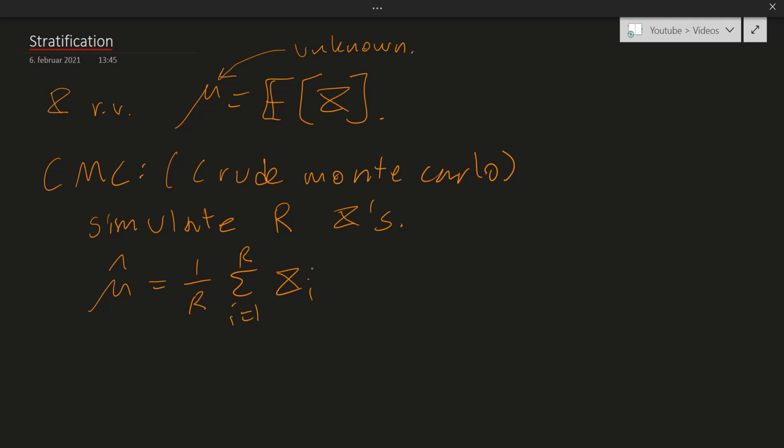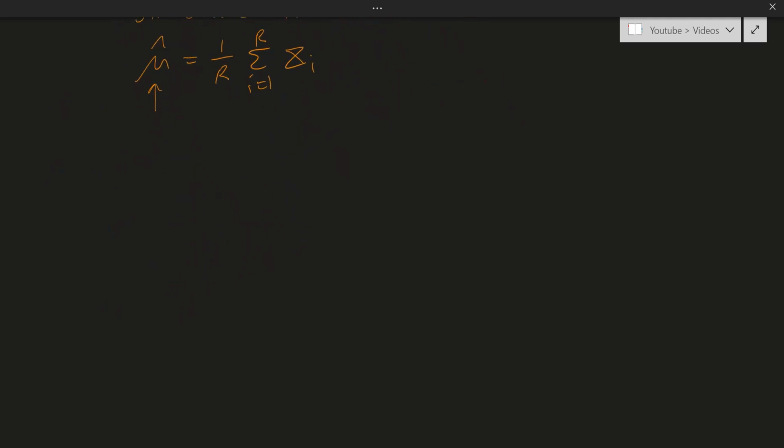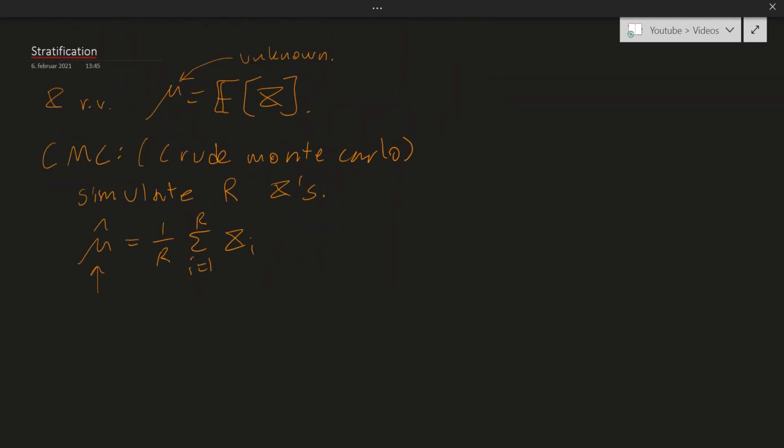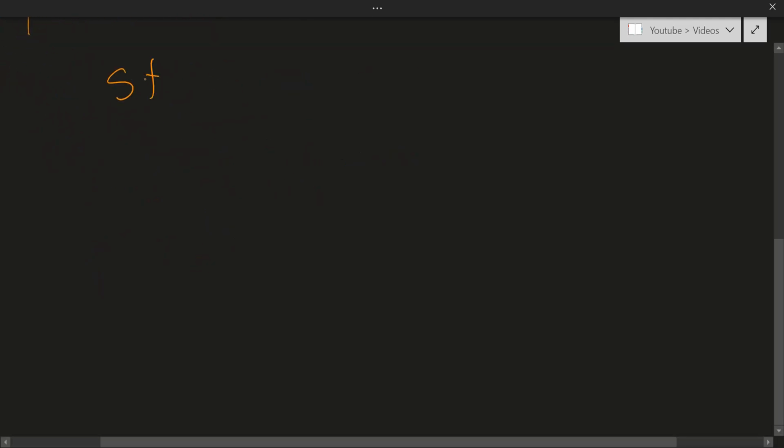And in a lot of cases this gives a very good estimate, but I want to show you a method where we can lower the variance of this estimate such that the bounds of our confidence intervals will be smaller. Okay, so how do we do this? We do this through stratification.